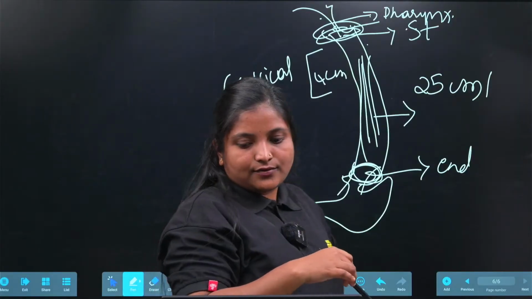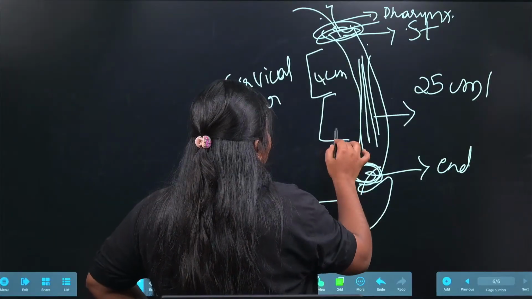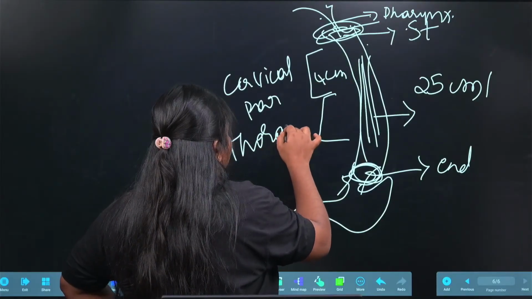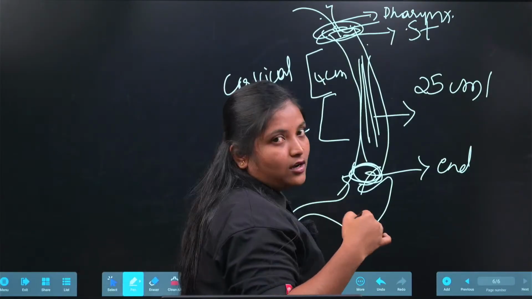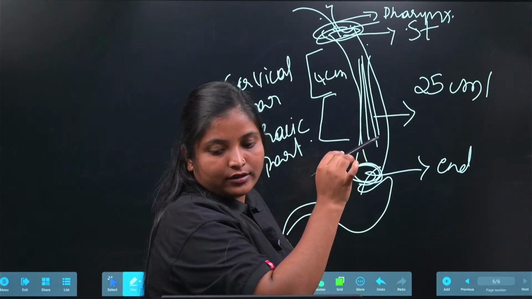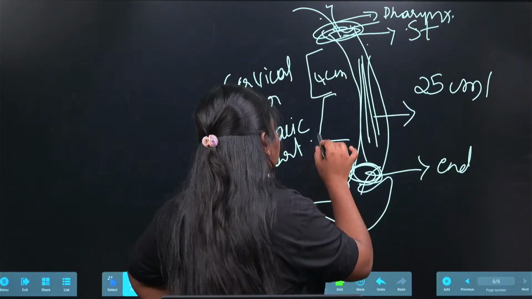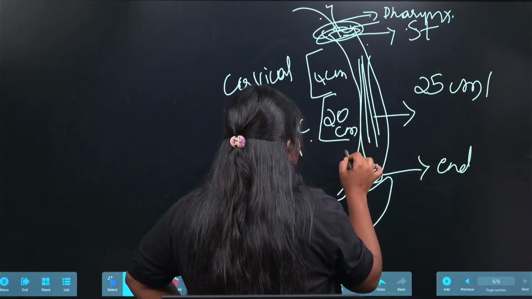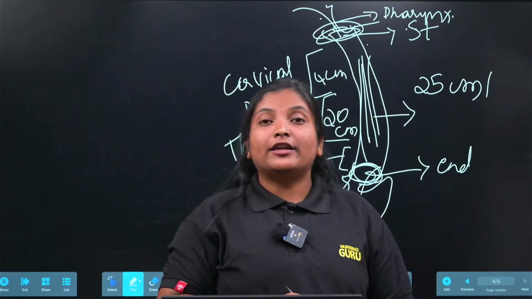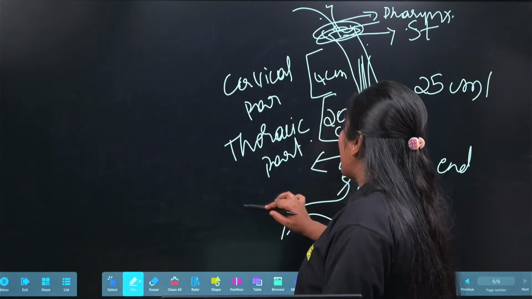The next one is the thoracic part. From next to here we will call it thoracic. I have written it very small. Why thoracic? Because it is near the lungs. It is about 20 centimeters. Then after the cervical part and thoracic part, the remaining, till the stomach, will be the abdominal part.